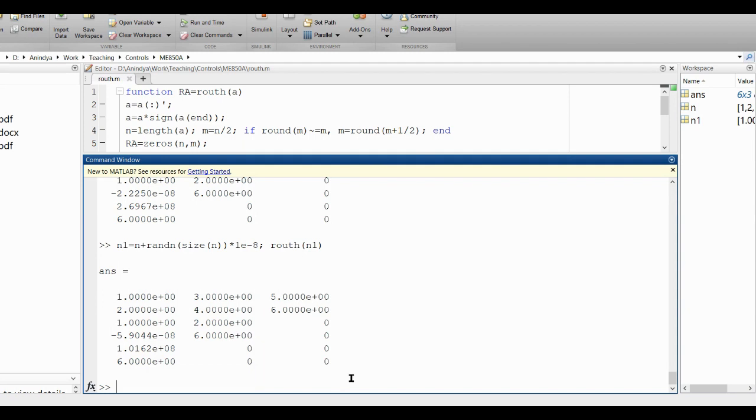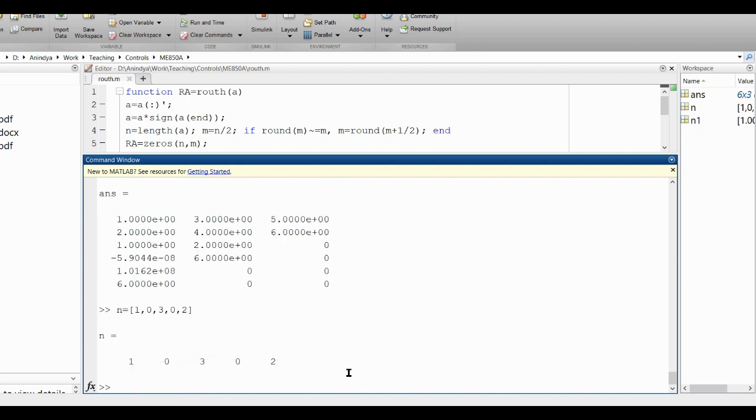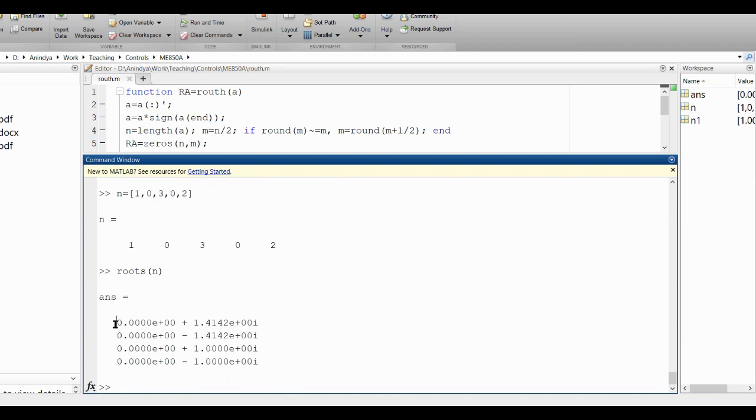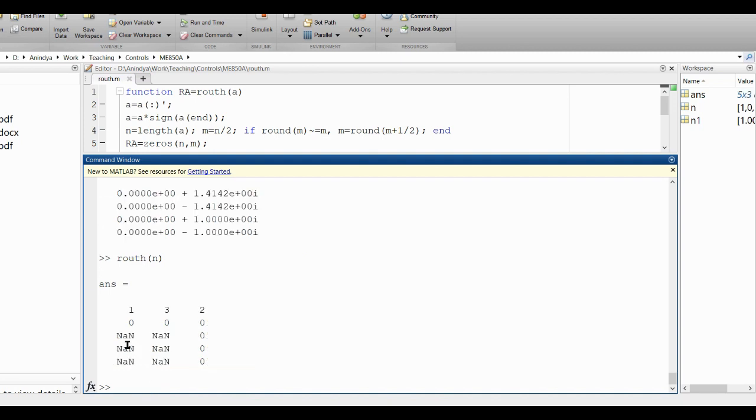Okay, but I may have a different situation. The different situation is, for example, I may have, let me see, n equals 1, 0, 3, 0, 2. What are the roots of this? So you see now there are 4 roots and all 4 roots are on the imaginary axis. Okay, so this is really a problem. When I try root n, I should get into trouble, and I do. You see, I get none, none, and none over here. It doesn't know what it's doing, right?